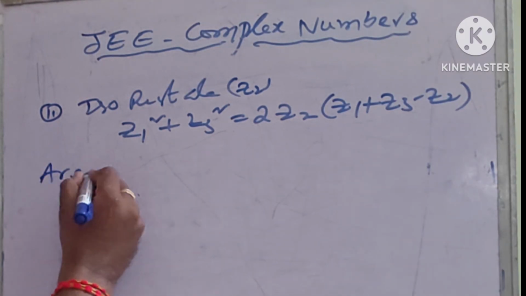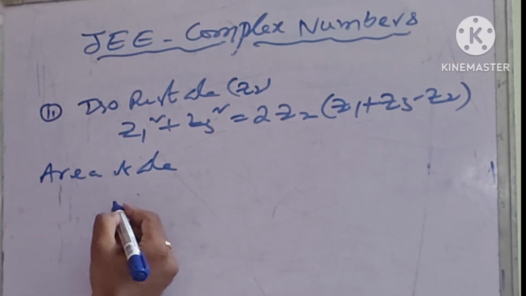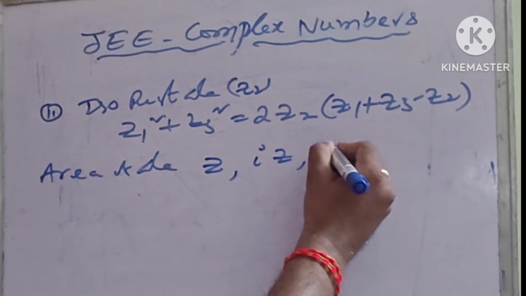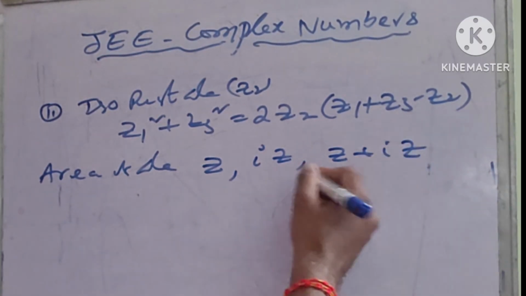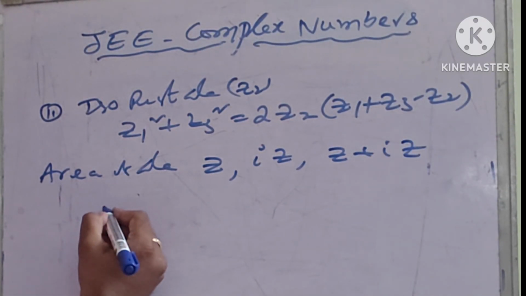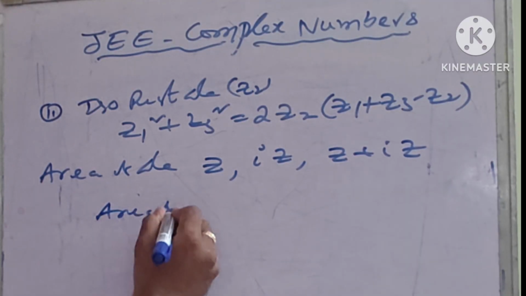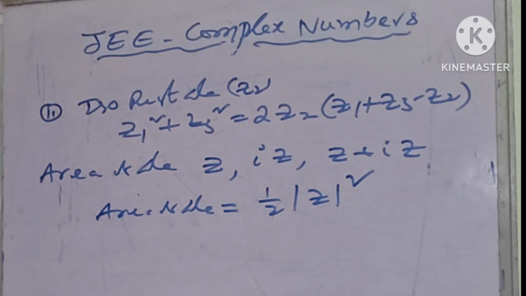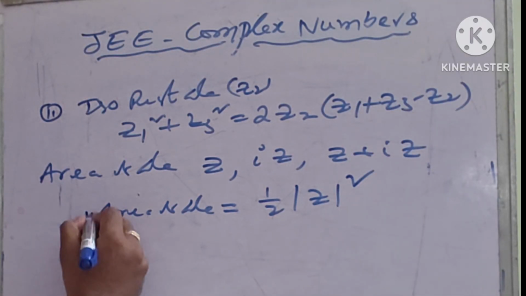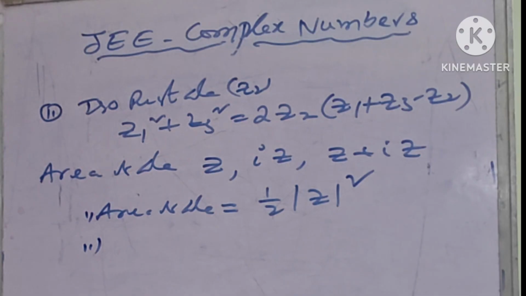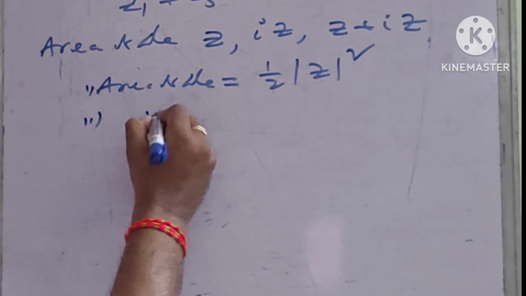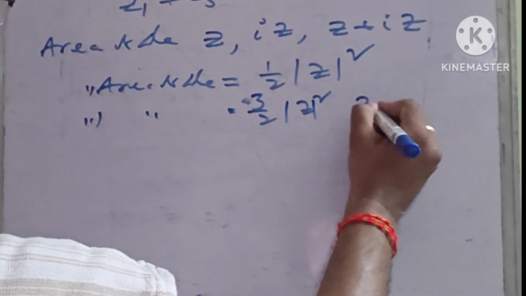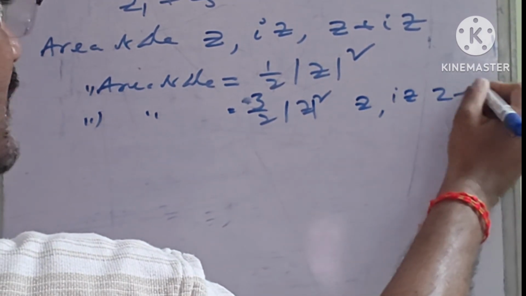Now the area of triangles. The vertices are z, iz, and z plus iz. These are the three vertices. Then the area of the triangle is equal to half modulus of z square. The second one: the area of the triangle whose vertices are z, iz, z minus iz is 1 by 2 modulus of z square.